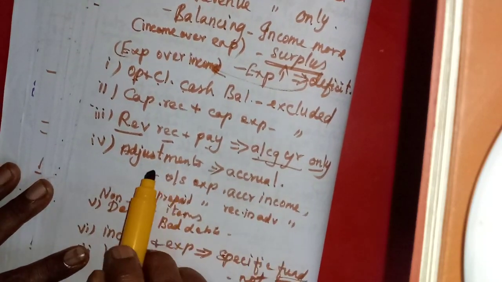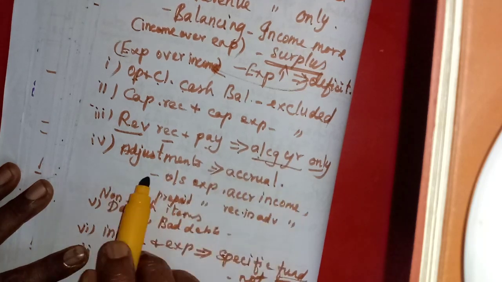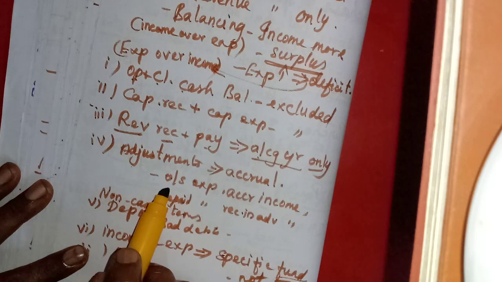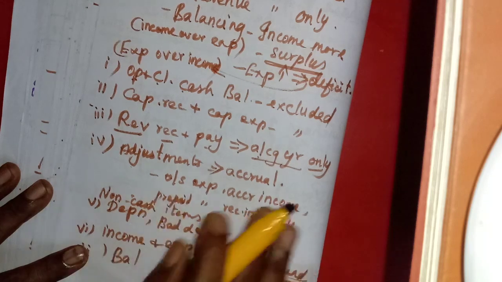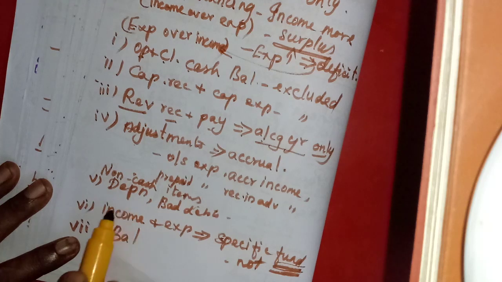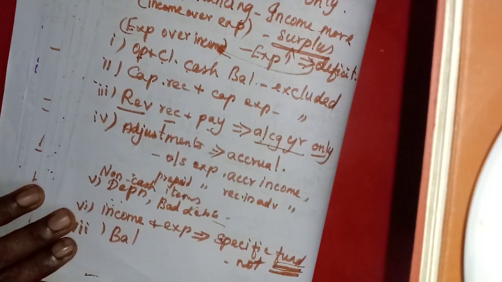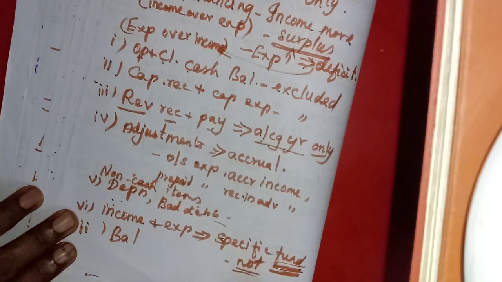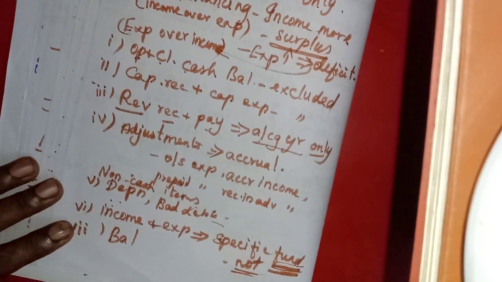Then adjustments, based on the accrual basis, we have to make. For example, outstanding expenses and accrued income must be added. Then prepaid expenses and income received in advance must be deducted. Then non-cash items must also be included if necessary, maybe depreciation and bad debts. Then any income or expenses related to a specific fund must be excluded, and this will be adjusted only with that specific fund.